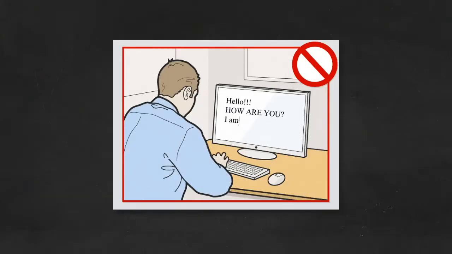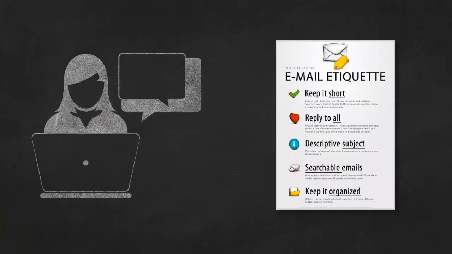When writing emails, always remember to be professional. For instance, try and avoid long strings of exclamation points or using emoticons, and try to avoid typing in all capital letters. It's considered shouting. Here are some other features of professional emails. Keep it short and concise.